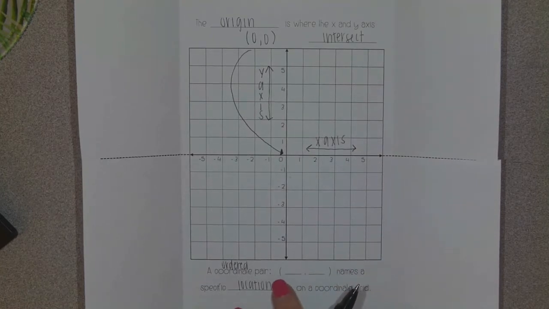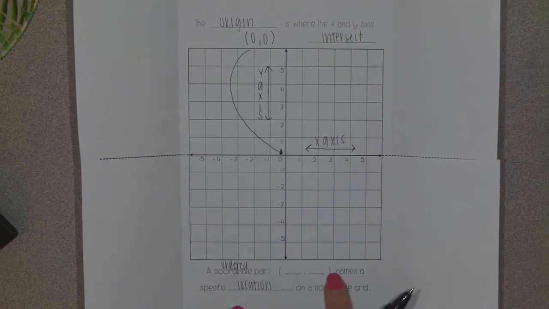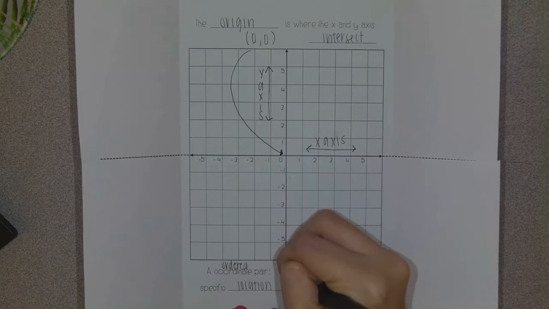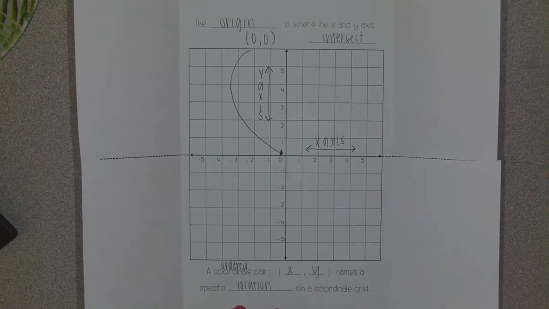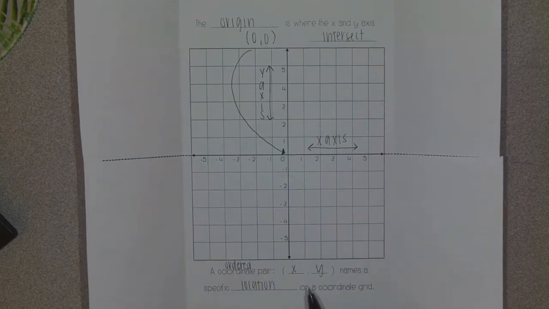So in an ordered pair, you're always going to keep those in parentheses, and there's always going to be a comma that separates your two coordinates. And it's always going to go x coordinate first, y coordinate second. So think about in the alphabet, x has to come before y. So in our ordered pair, x has to go before y as well.